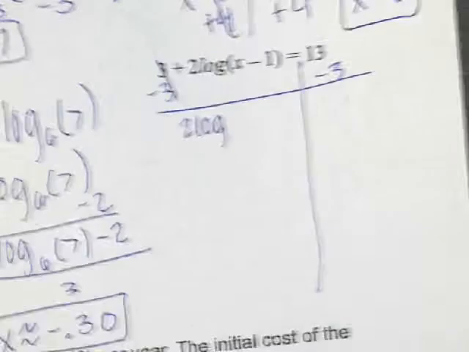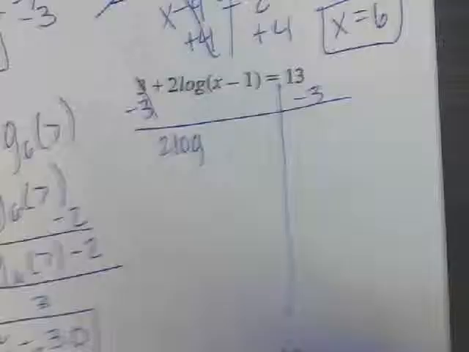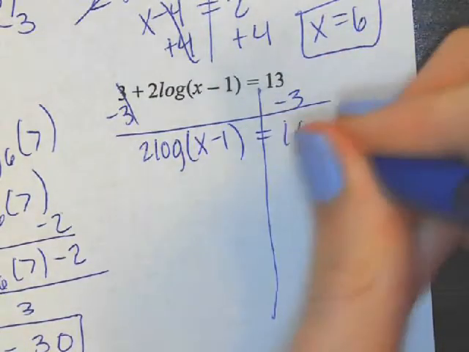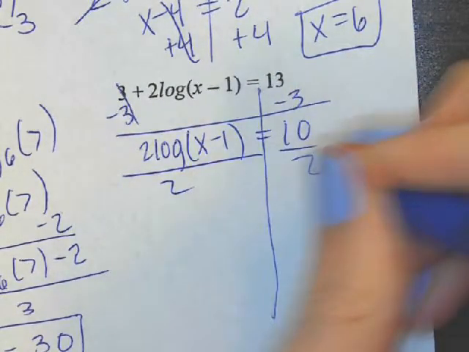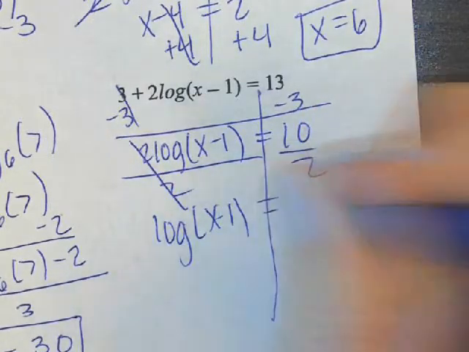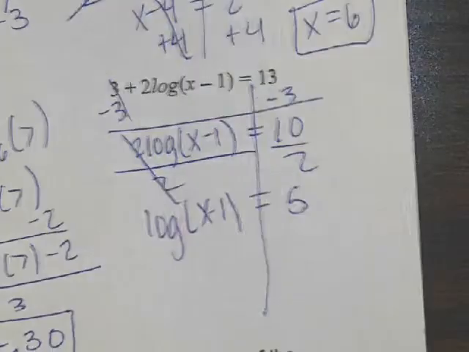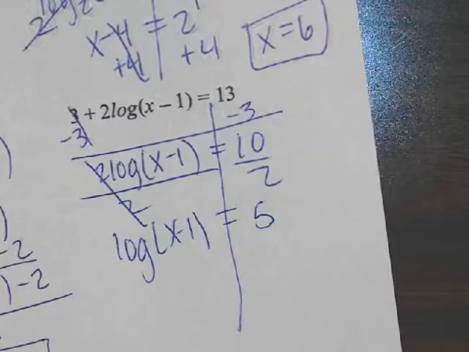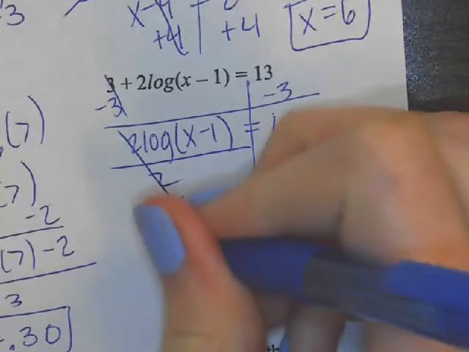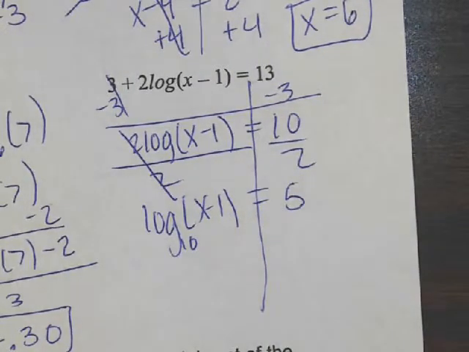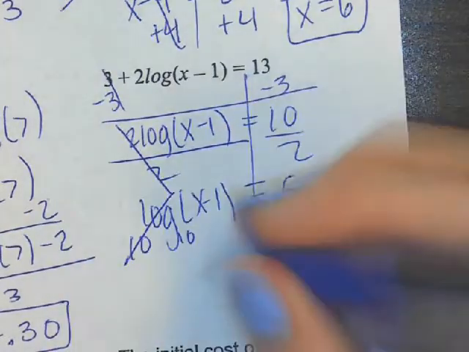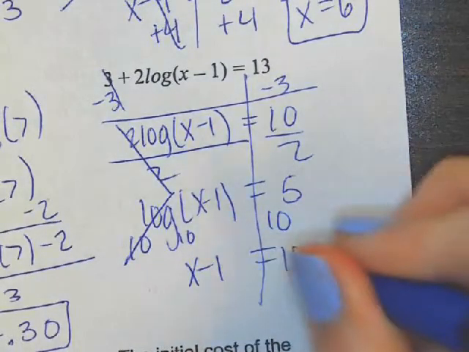Okay, I'm gonna finish this one real quick. So we did 13 minus 3, which is 10. Then we would have divided by 2 to get rid of the 2. Then we get log of x minus 1 equals 5. From here it says log of x minus 1. There's no base there. What's the hidden base of a log? 10. So in order to get rid of a log base 10, I raise both sides as an exponent, the base of 10, and we get x minus 1 equals 10 to the 5th power.